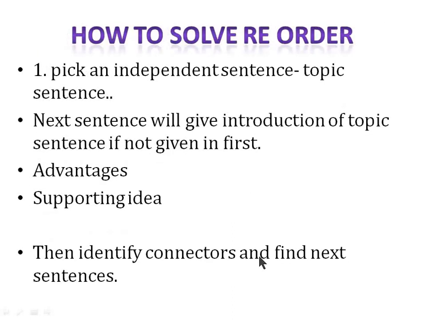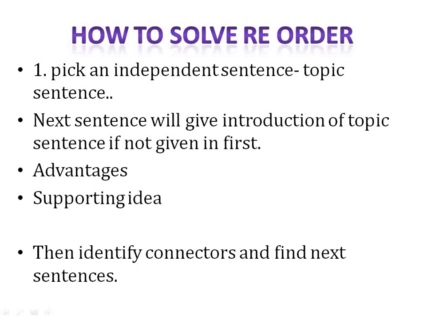So next is, how can we solve reordered paragraphs? The first thing to do is pick an independent sentence, which is a topic sentence, and this sentence can survive alone, and this is totally independent and it doesn't depend on any other sentence. So first of all, pick an independent sentence, which will be our first sentence. Then the next sentence will give an introduction of the topic sentence if it's not given in the first, or it will give some supporting ideas or supporting details or examples or advantages.